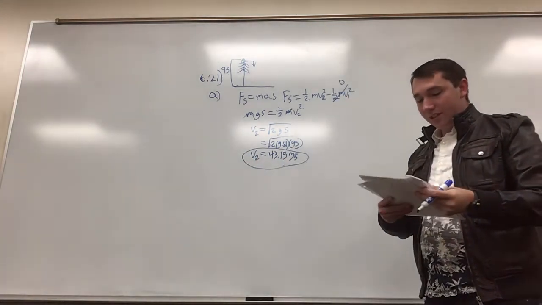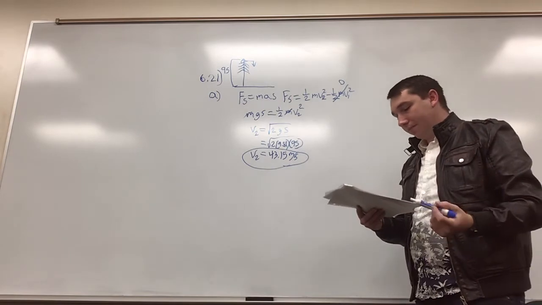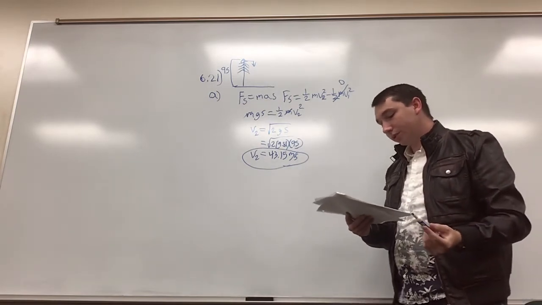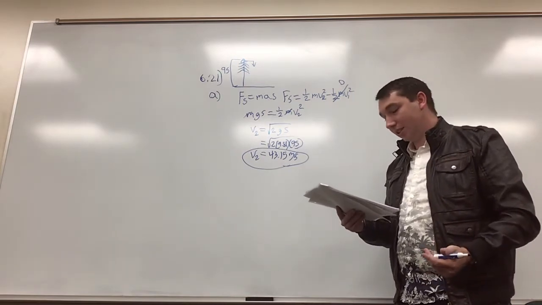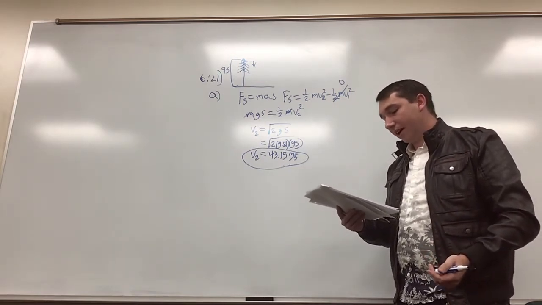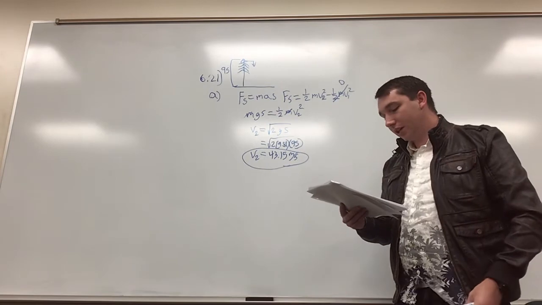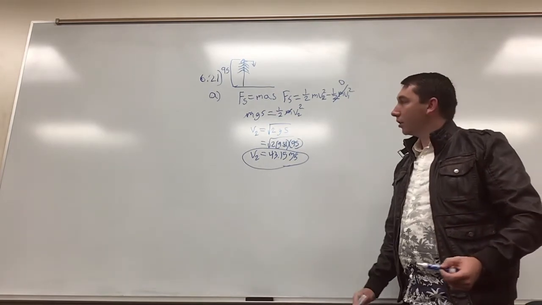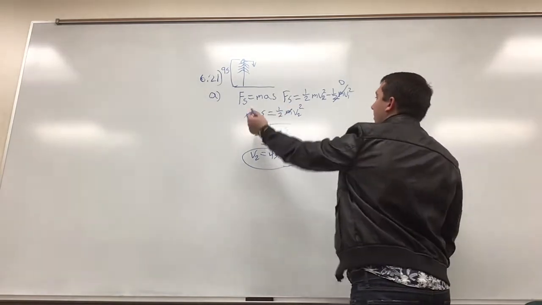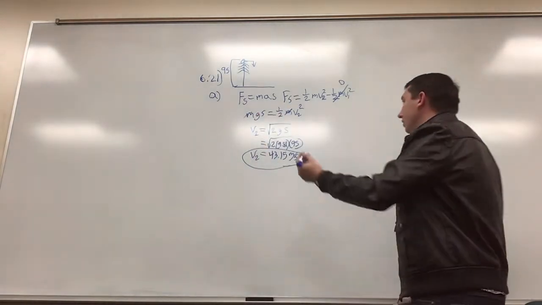Part B of this problem then says, a volcano ejects a boulder directly upwards 525 meters into the air. How fast was the boulder moving just as it left the volcano? So we're going to use these same kind of equations for part B.